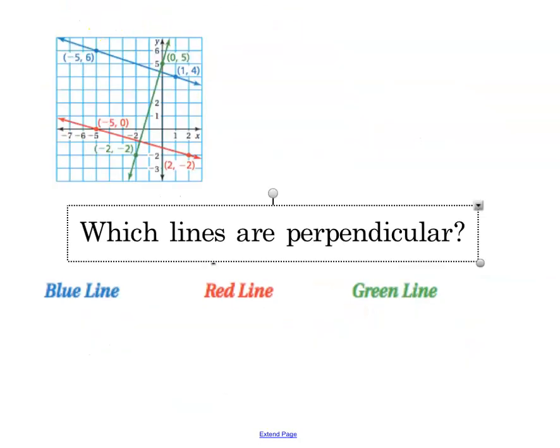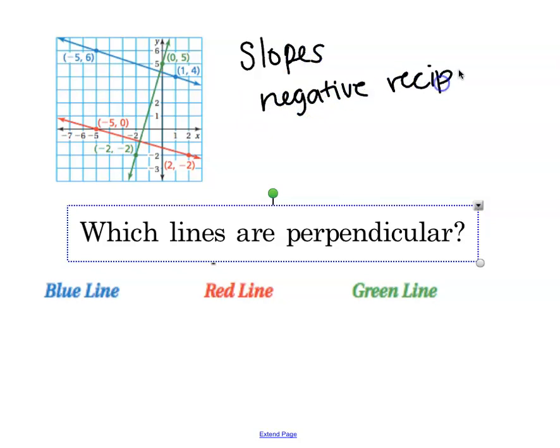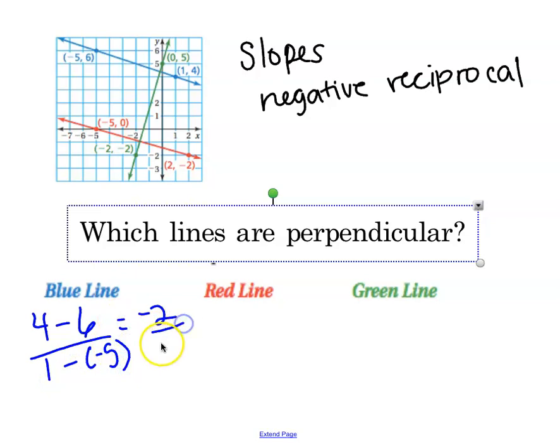So for lines to be perpendicular, the slopes have to be the negative reciprocal. And I'll show you how that works. First, let's begin to find the slope. So we're going to find the slope of each of these lines. So same thing, y2, 4, minus y1, which is 6, over x2, which is 1, minus -5, which gives me -2 over 6, which gives me a slope of -1/3.